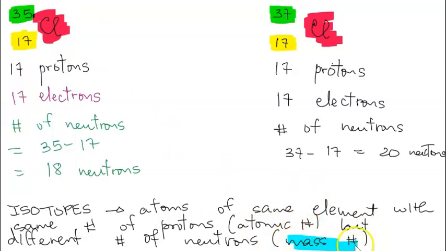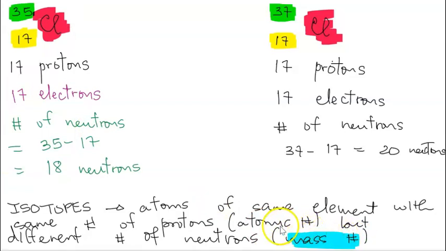So mass number different, atomic number the same, and what we call these are isotopes. So isotopes are atoms of the same element, same atomic number, but different mass number.